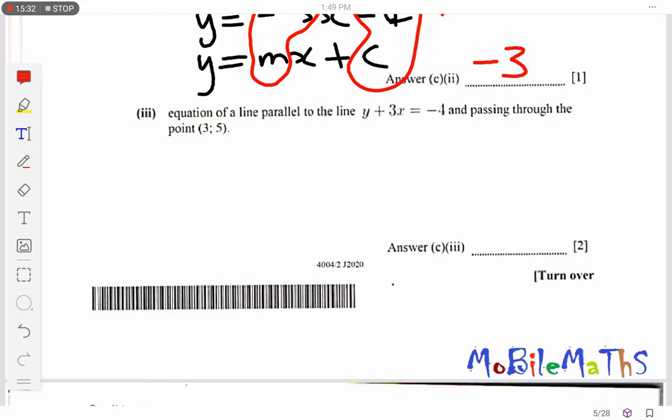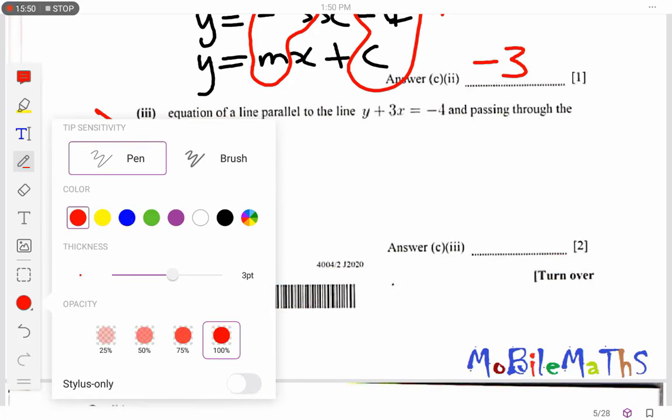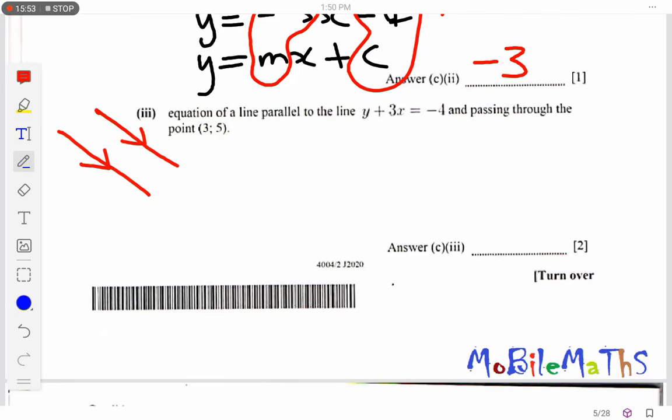The next question is saying the equation of a line is parallel to the line y. So we have two lines that are going to be parallel to each other like this, and they have the same gradient. They are saying it's passing through the point 3, 5, so we want to find the equation of that line. What we know is that they have the same gradient. Our m is minus 3. So we have to find the y-intercept.